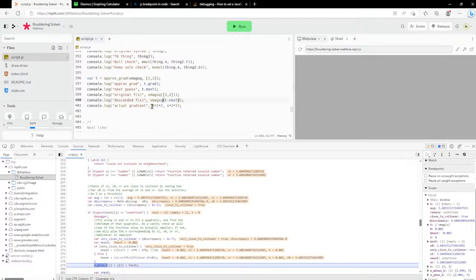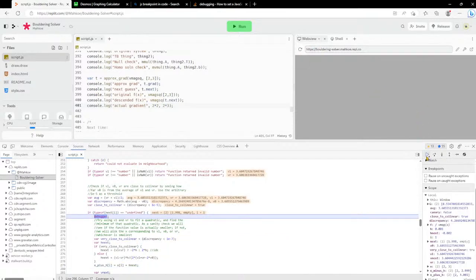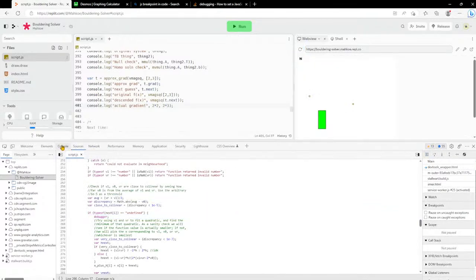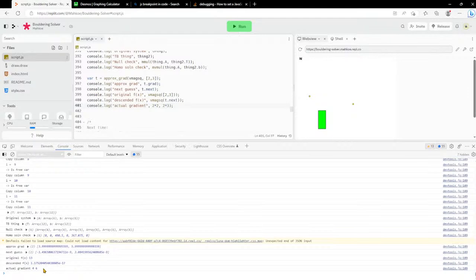What's the actual gradient? I think it's just 2 times 2 and 2 times 3, right? Whatever, let's just see. Yeah, there you go.